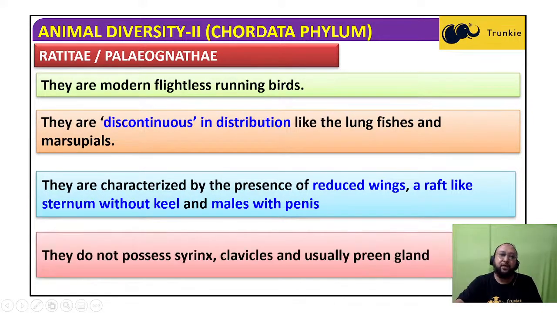They do not possess syrinx. They do not sing a song like the flying birds we see. They produce some kind of sound in the early morning, but these flightless birds do not have a syrinx and do not sing a song like flying birds. They also do not possess clavicles, and usually the preen gland is absent. In a few of the flightless birds the preen gland is present, but the syrinx and clavicles are absent.